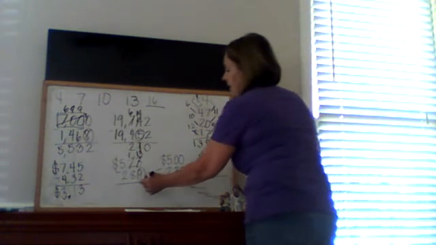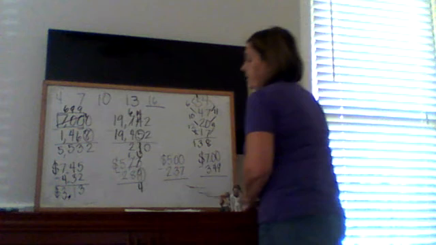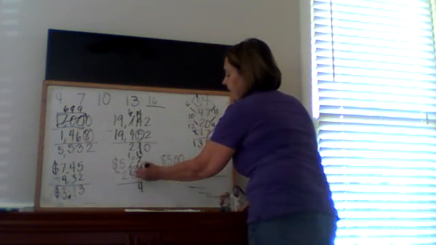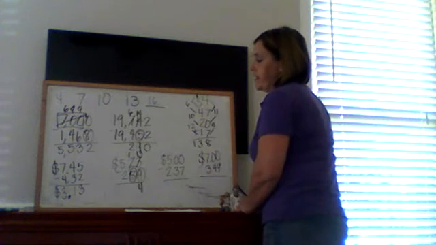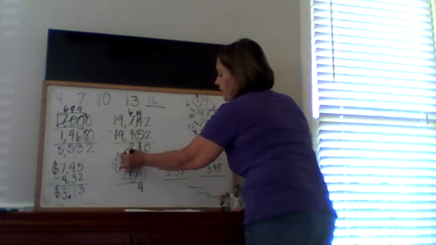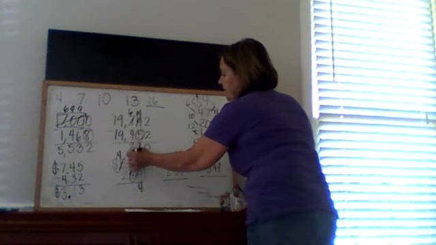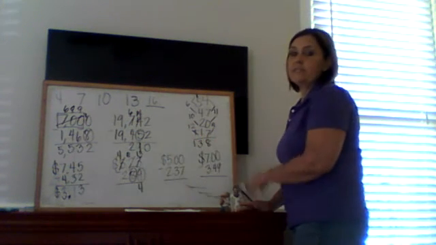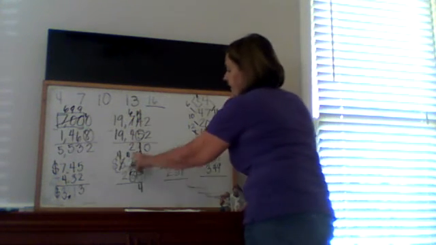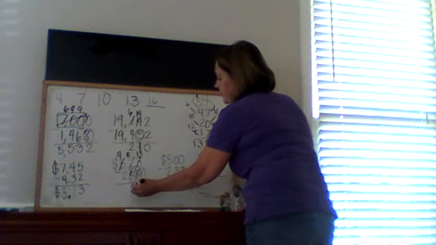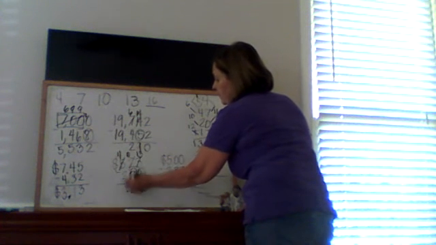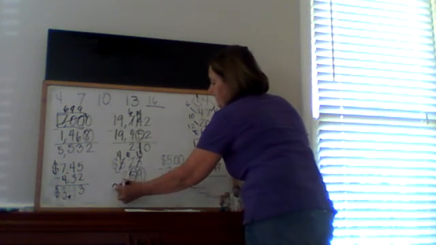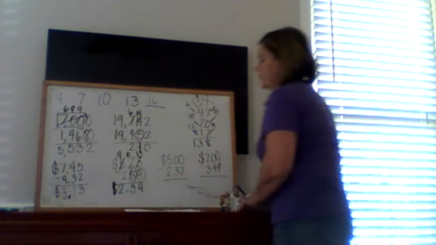13 take away 9 is 4. I go to the next column. I have 1 dime, take away 8 dimes. The bottom's bigger, so I'm going to borrow $1. And when I do, this actually means that I have 11 dimes in this column, which is 110 cents. 11 take away 8 is 3. Bring down the decimal. 4 take away 2 is 2. So that gives me a difference of $2.34.